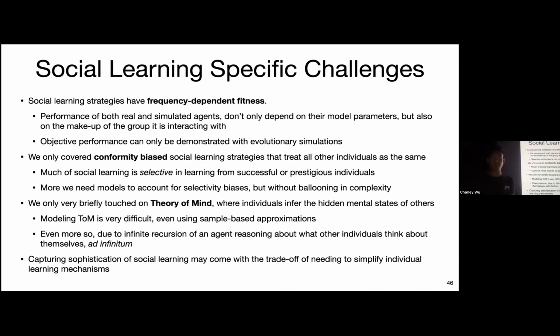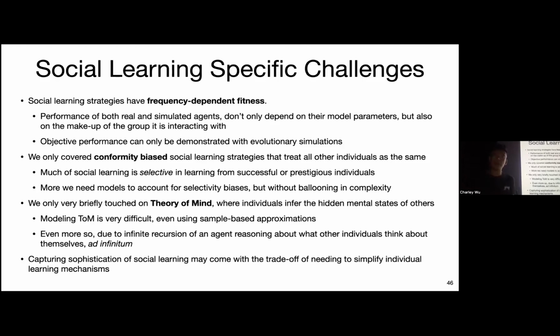And lastly, we've only very briefly touched on theory of mind at the end of tutorial 2, where individuals infer the hidden mental states of others. As you probably saw from Natalia's talk, that's a really important part of human collaboration and cooperative behavior. But modeling theory of mind is very difficult, even using sample-based approximations, right? Just like Bayesian model inference, where model estimation is approximated with MCMC sampling, you can also use similar sample-based approaches to model this intractable Bayesian problem of theory of mind inference. But even with sample-based approximations, it's a very difficult framework.